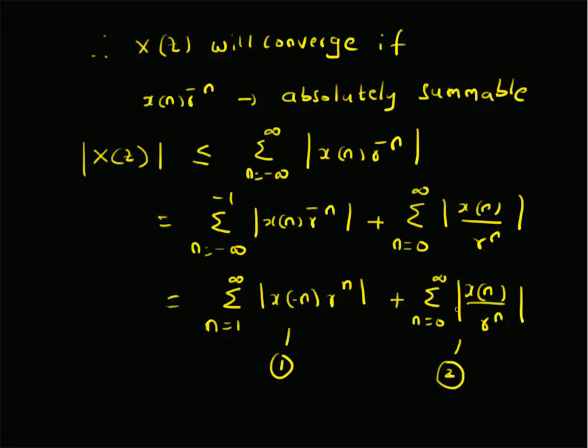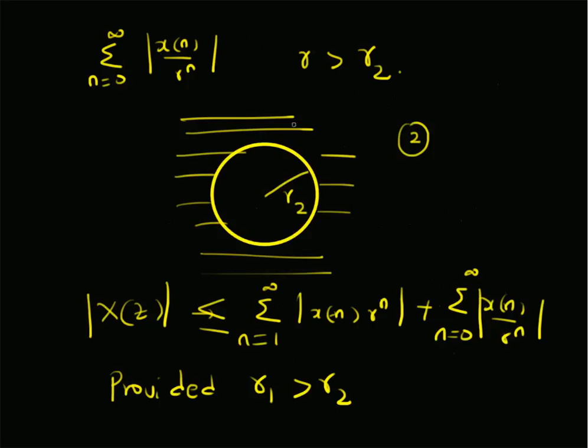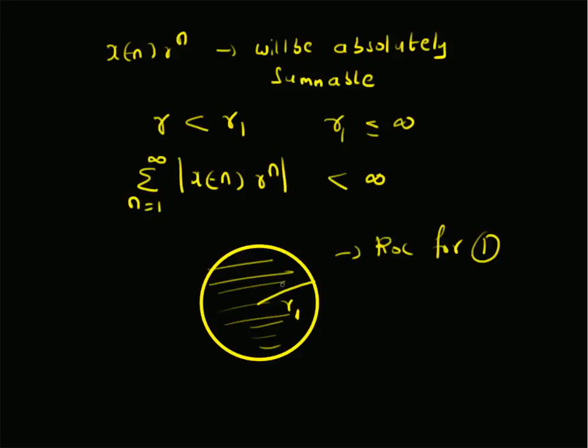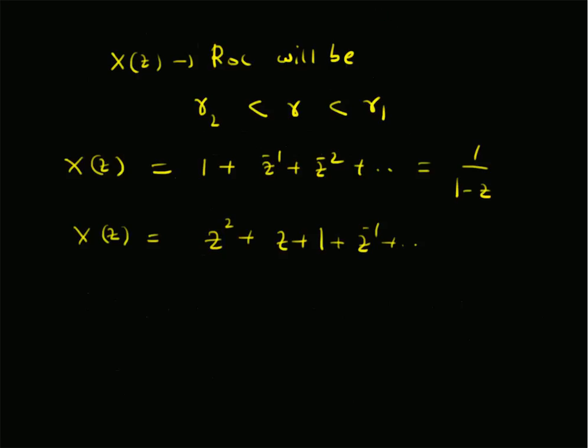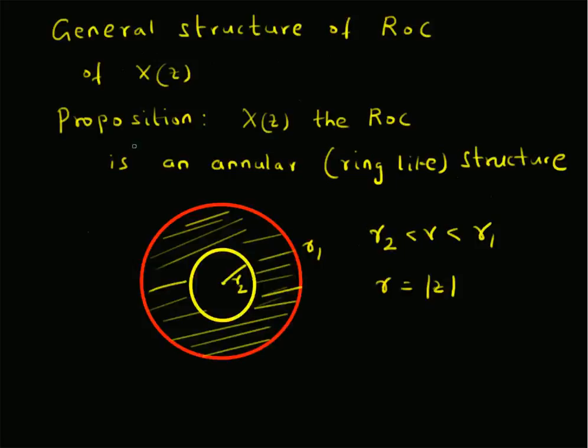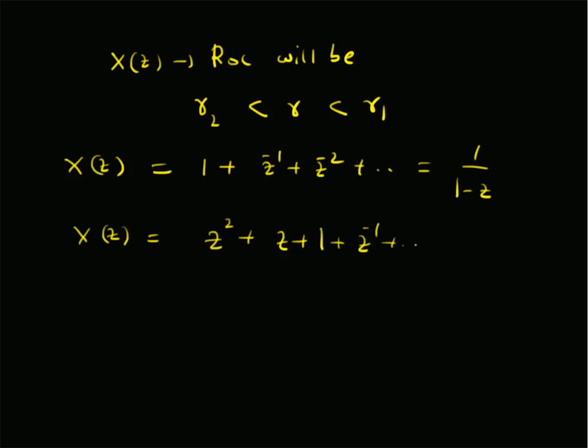And if these two sums converge, then X(z) will also converge. For the first sum, the region of convergence is the area inside a circle of radius R1, and for the second sum it is the area outside a circle of radius R2, and for the whole X(z) it will be the intersection of these two regions, which is given by a ring-like or annular structure between these two circles. And finally the ROC will be between R2 and R1, where r is the absolute value of z.